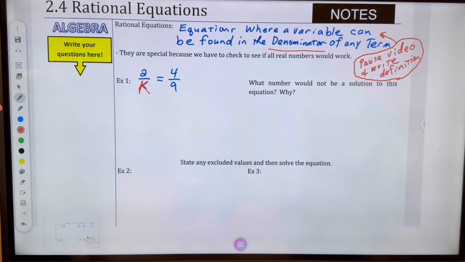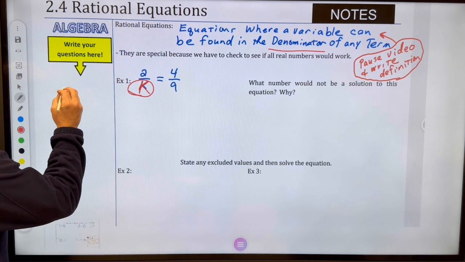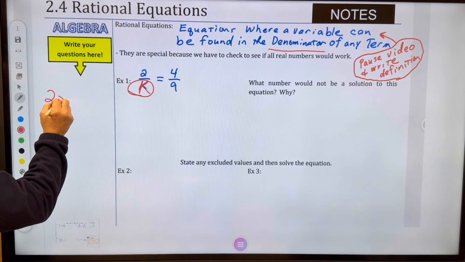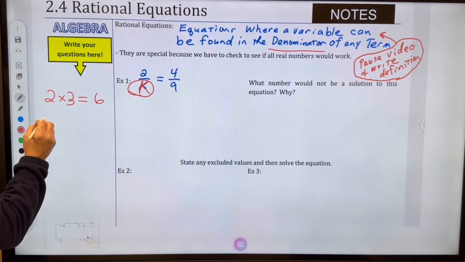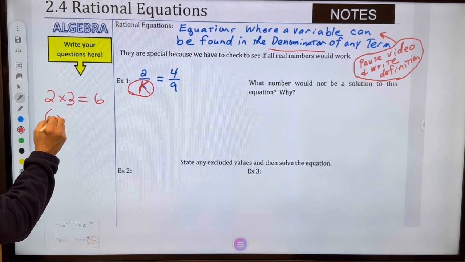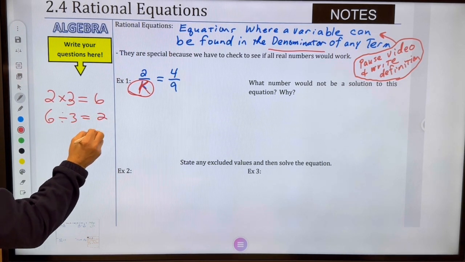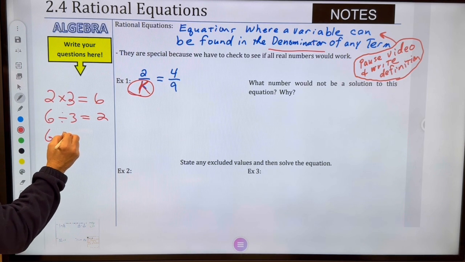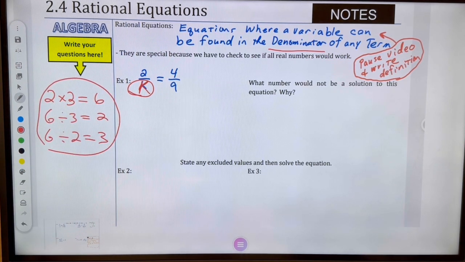When you have a denominator with a variable in it, this can never be zero. For example, here's why. Remember back in the day when we learned that 2 times 3 is equal to 6. And then we said, what's the opposite? Well, we said 6 divided by 3 was equal to 2. And 6 divided by 2 was equal to 3. That all made sense to us.